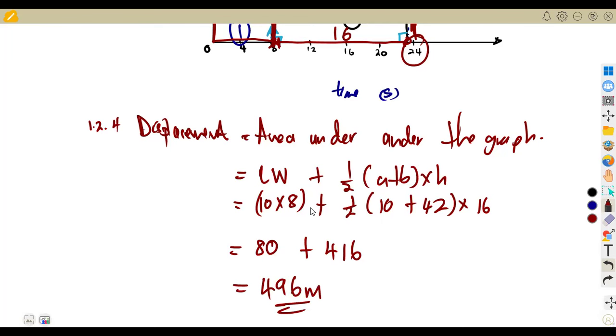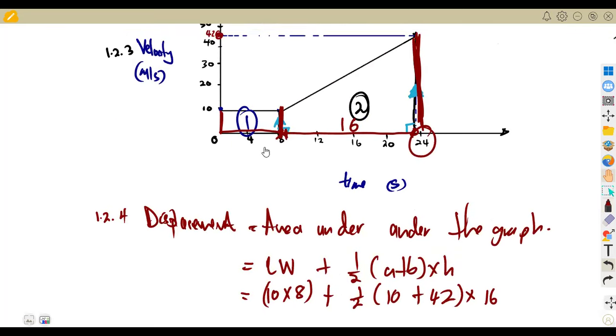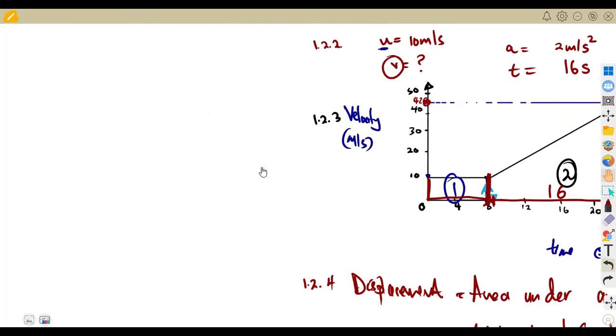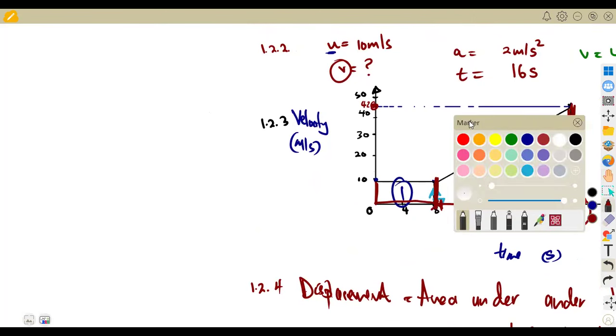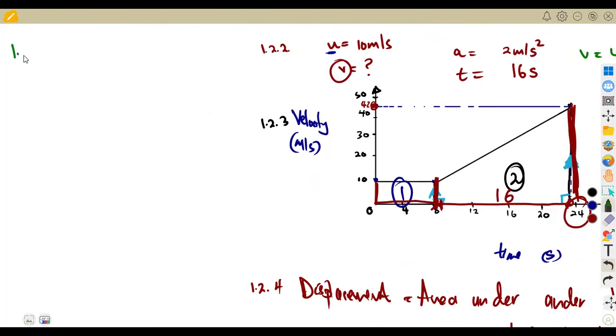What if I wanted to use formulas? That's the question now. I want to use formulas here and I want to calculate the total displacement. I'm just going to put the diagram aside here. We could have calculated the same displacement, which is S. Remember, displacement is S. So that's 1.24, we are still on 1.24. So this is another way that we could have used.